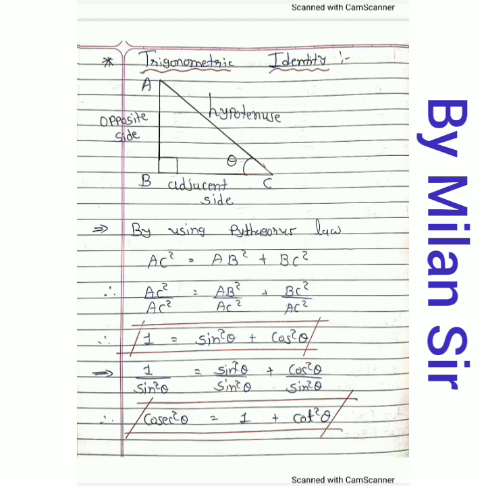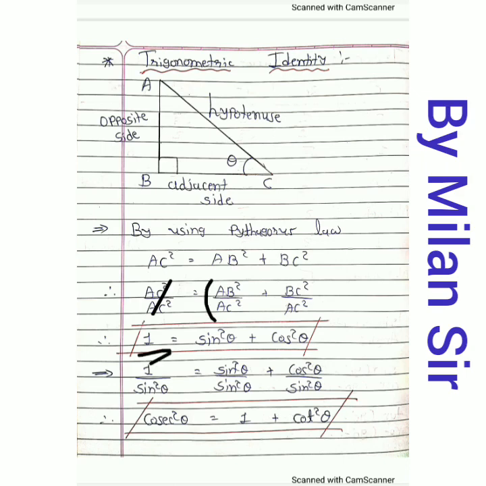Now divide this equation by AC square, both sides. So AC square by AC square, AB square by AC square, and BC square by AC square. When we divide both sides by AC square, we do not change our equation, we only change the form of our original equation. Then AC square cancels, so here 1.